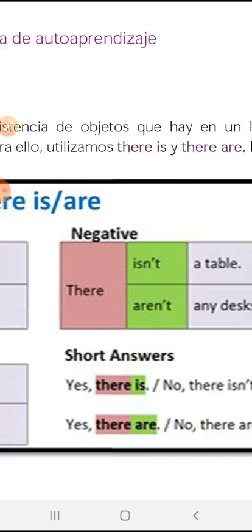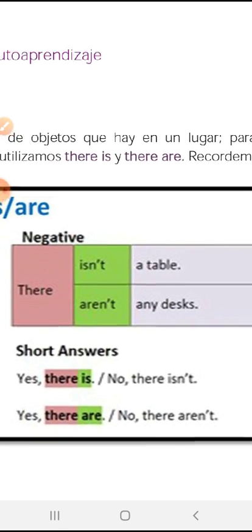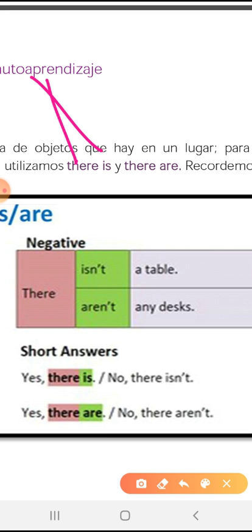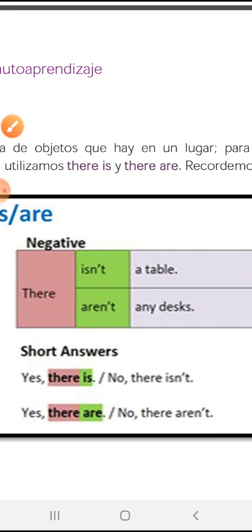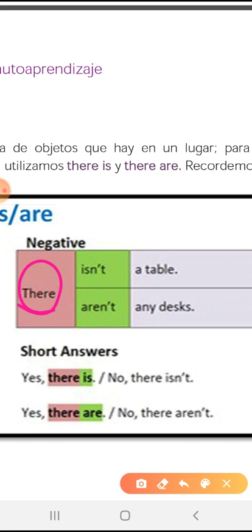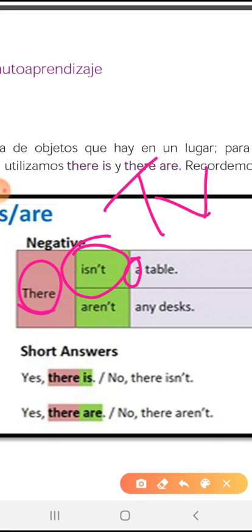Okay, how about negative? Cuando la respuesta es no, okay? It is negative. Cuando you want to say no tengo algo, okay? When you want to say that you don't have something, que no tienes algo en tu casa. So, for example, imagine that you don't have a TV, que no tuvieras TV en la casa. Imagine, okay? That you don't have a TV in your house. So, you say there isn't a TV in my house. Yes, there isn't a TV in my house.